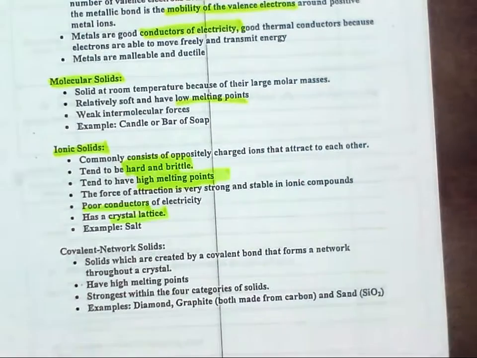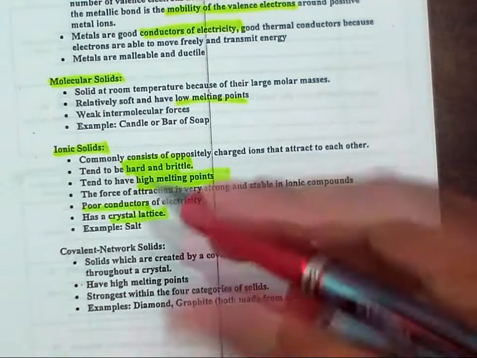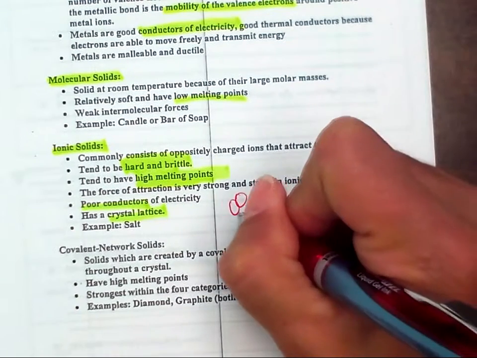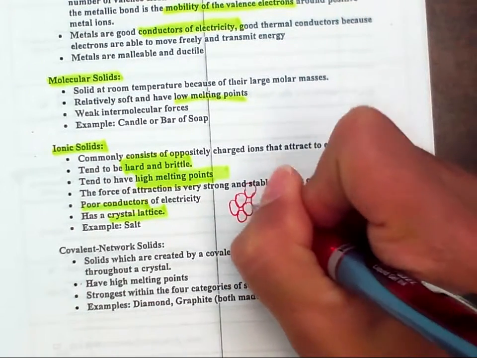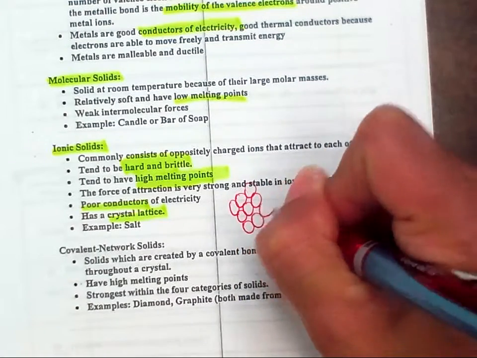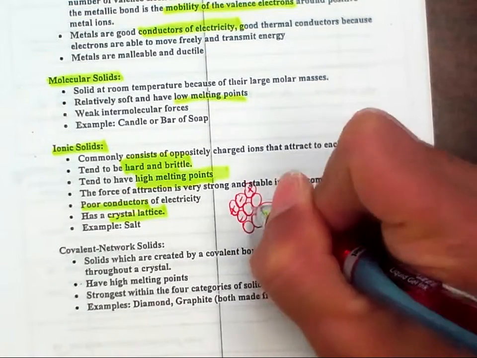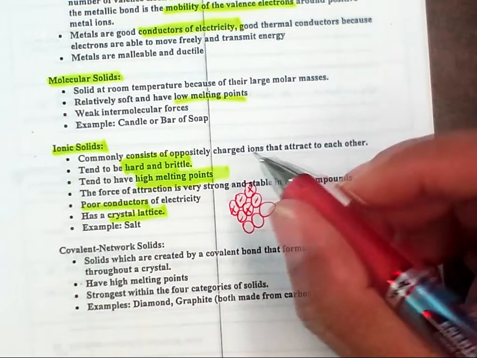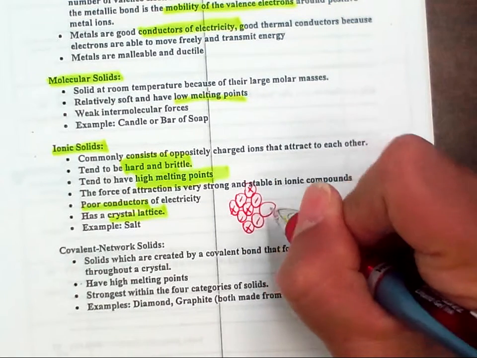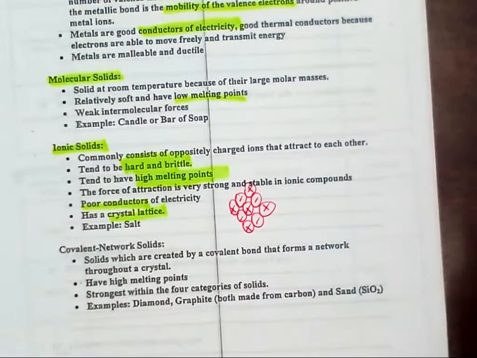But remember the crystal lattice? Remember this? We learned about it a couple chapters back, where they're usually stuck together as crystals with all the positive and negative charges. That's what the crystal lattice looks like. I just wanted you to know what the crystal lattice was.